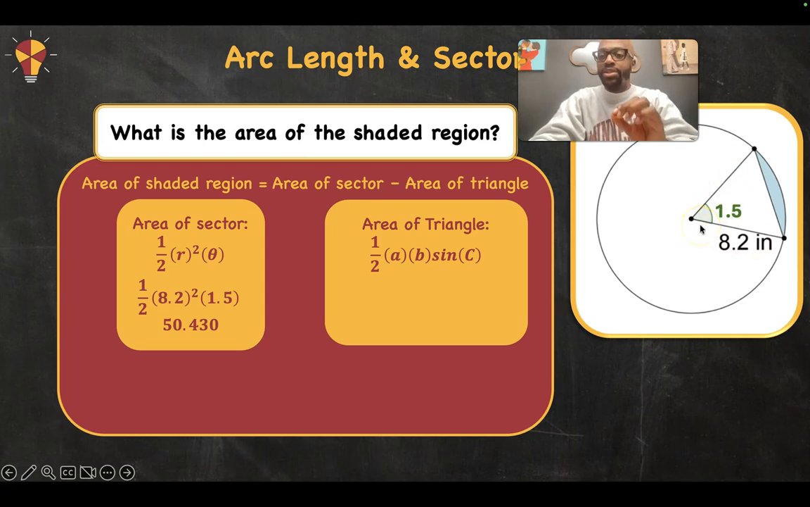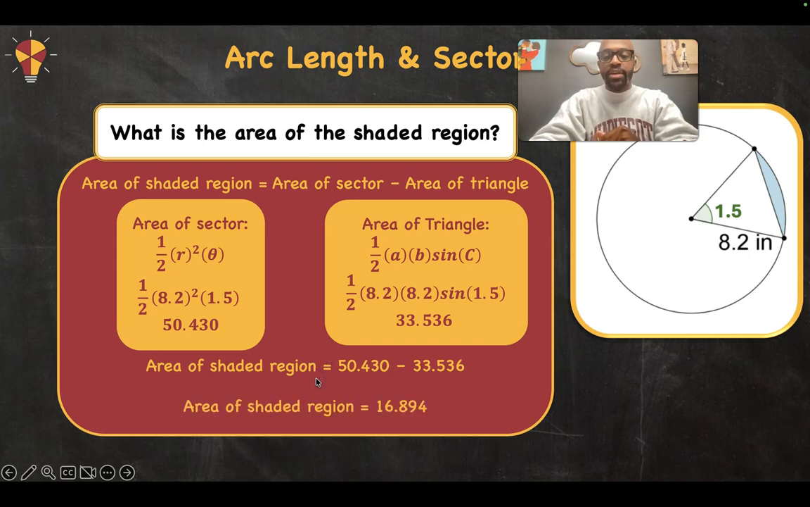Just be careful. When you put this in your calculator, you've got to make sure your calculator is back in radians because this 1.5 is in radians. So long as it's back in radians, you can plug it in just like this. And once you evaluate, you should get 33.536 as the area of that triangle. And if we know the area of that triangle is 33.536 and the area of that sector is 50.430, you just subtract the two, and that will give you the final answer of 16.894, which is the area of this shaded region here.